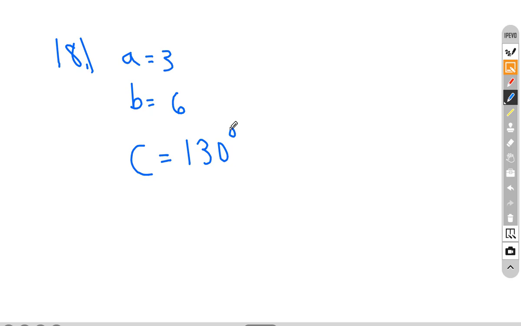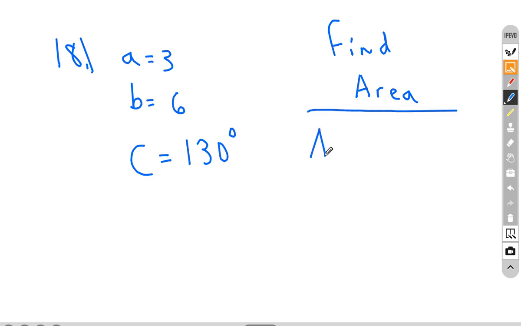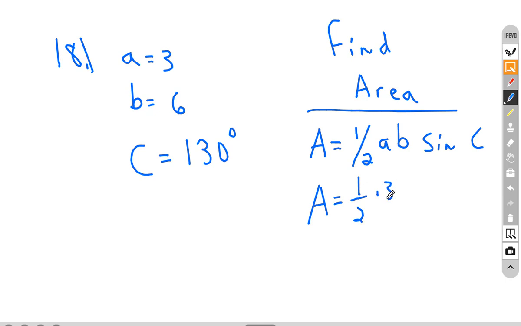The directions just say find the area. To find this area, you just follow the formula sheet. If you turn to your formula sheet, it says the area formula is area equals 1/2 AB sine of C. So substituting that in, I get area equals 1/2 times 3 times 6 times the sine of 130.